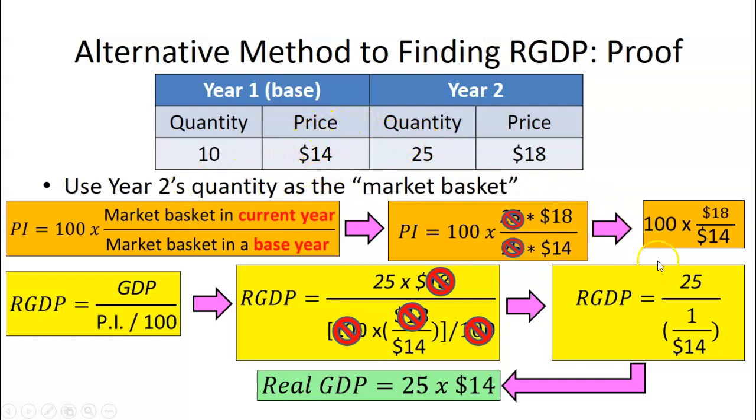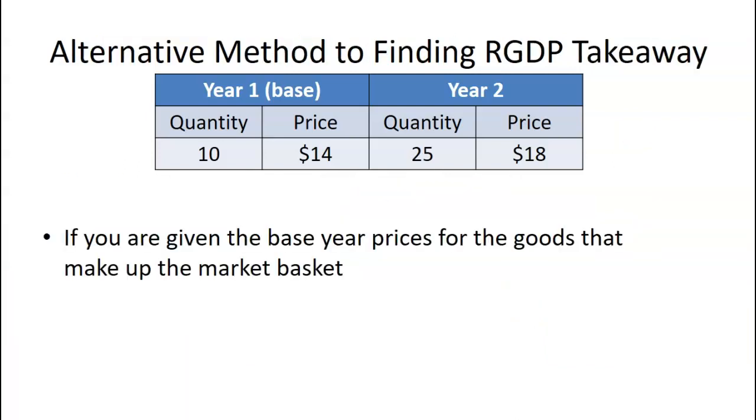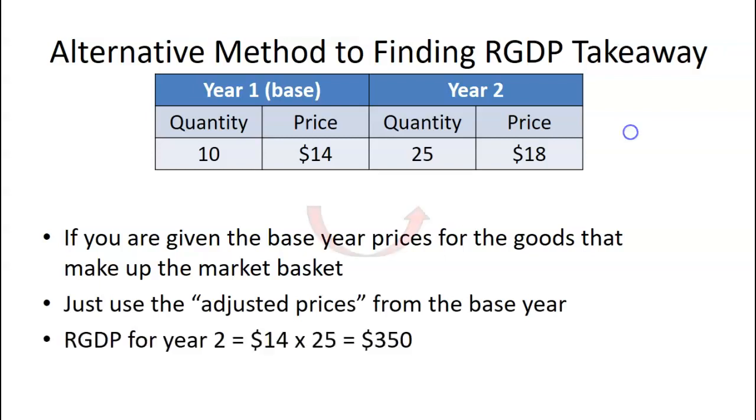Yeah, so we did all of this work to prove that if you're given the base year price, if you adjust $18 down to $14, then you're going to get $14 of the prices. So if you have the base year price, just use those. Otherwise, you have to do all this equation to do that. Okay, that was a long-winded answer to say do 25 times 14 to get it. So that's it. That's a simple way of doing it with everything else. If you're given the base year prices, just use them. And you get the $350 for the base year.